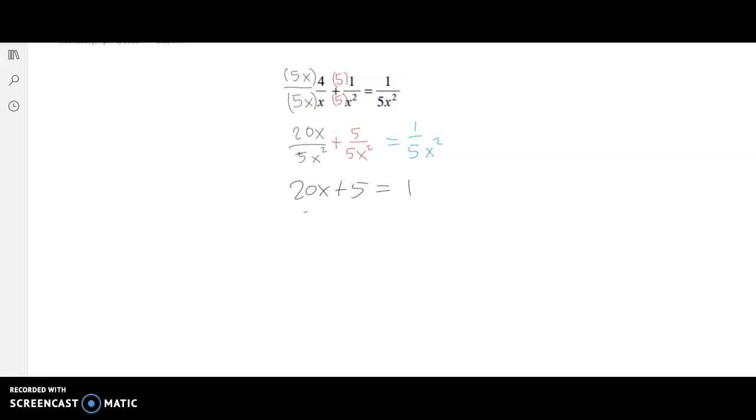And then I'm going to subtract 5 from both sides. Remember, my goal is to get x by itself. And now I want to divide both sides by 20. And so that will give me x equals negative 4 over 20, or if I want to simplify this, 4 goes into 20 5 times, so I could simplify this as negative 1 over 5. So that would be the x value that satisfies this equation up here.